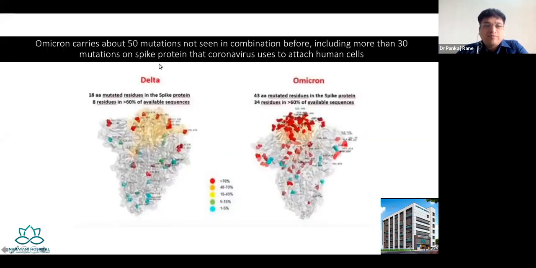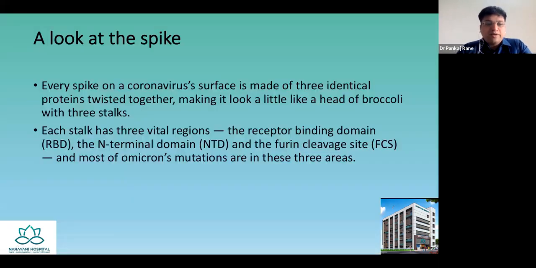Omicron carries about 50 mutations not seen in combination before, including more than 30 mutations on the spike proteins that the coronavirus uses to attach to immune cells. Because more than 30 variations have occurred, its attachment is different, and that's why it has become more transmissible.